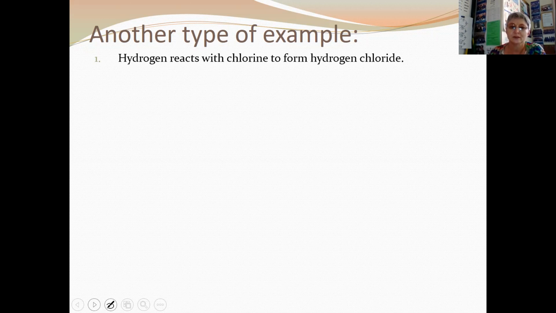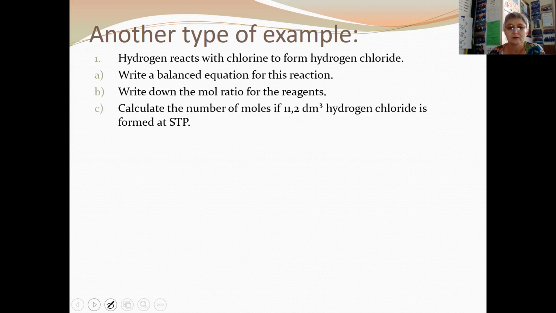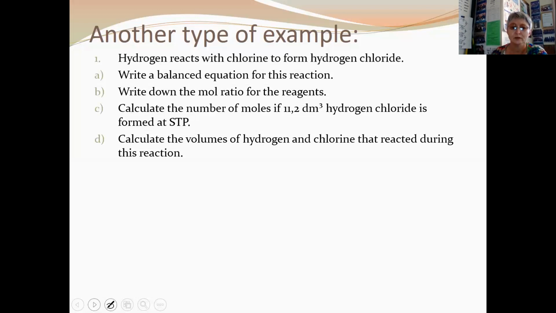So hydrogen reacts with chlorine to form hydrogen chloride. Write down a balanced equation for this reaction. Write down the mole ratio for the reagents, and then we'll calculate the number of moles if 11.2 cubic decimeters of hydrogen chloride is formed at STP. And then we'll calculate the volumes of the hydrogen and the chlorine that reacted during this reaction.